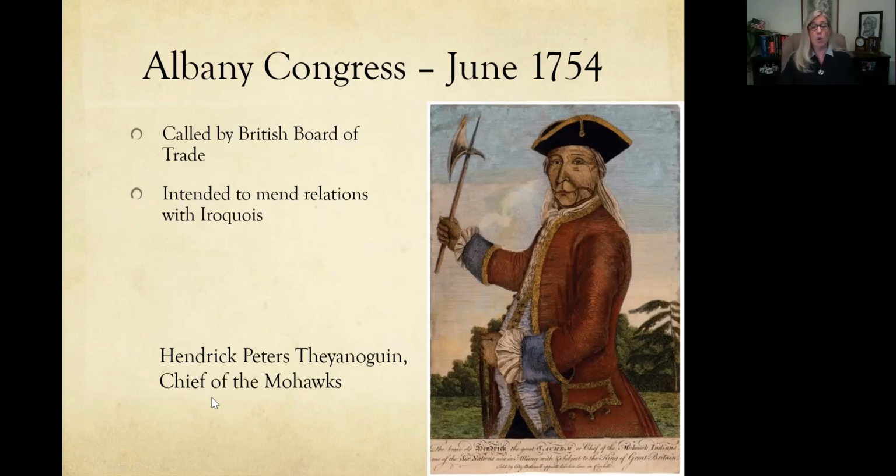And then the chief of the Mohawks, this is him who is representing the Iroquois at the meeting. Now, there are other natives who go there, but he's going to be the main speaker. Notice that he's dressed in a red coat. He's got elements of his English tie. And he's also got the tomahawk here, which is representing his native side. So again, this is showing that blend of the two.